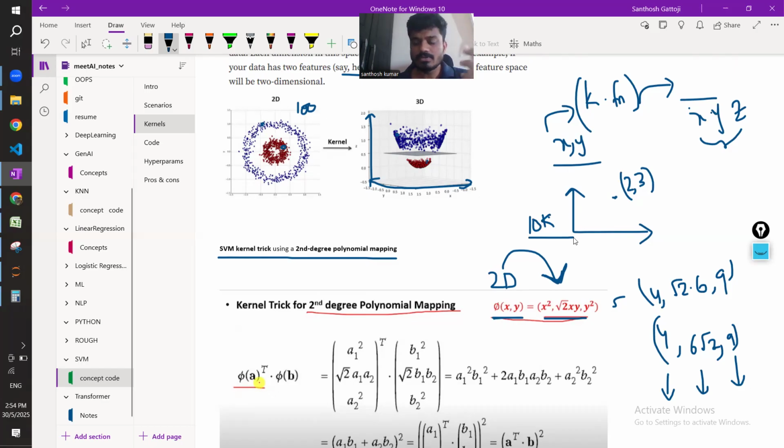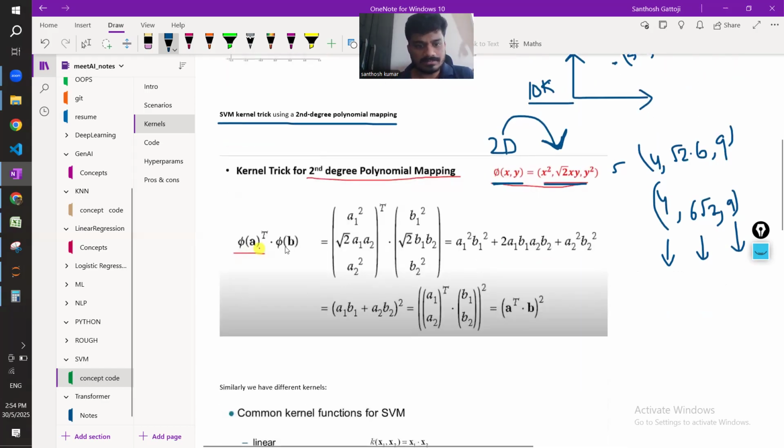Kernel is a function, but because sometimes it is very costly to perform these operations, we have something called the kernel trick. Basically what it does is, let's say you have a point. This is one of the kernel functions, Karthik. We have many kernel functions, and this is one of them.